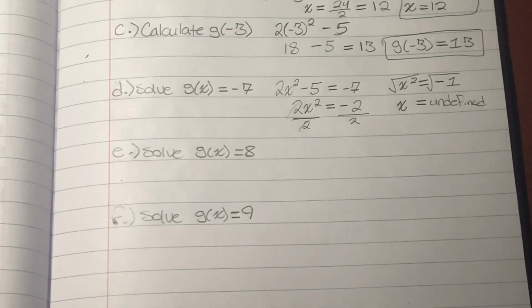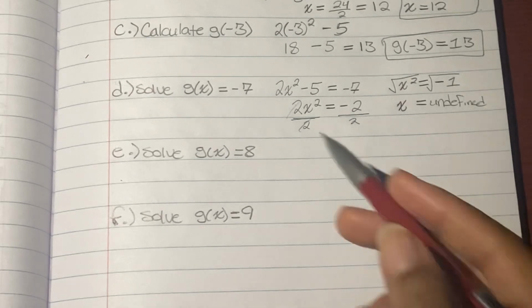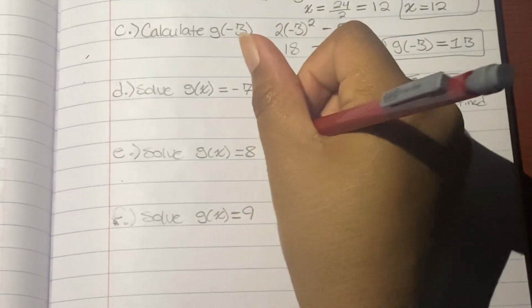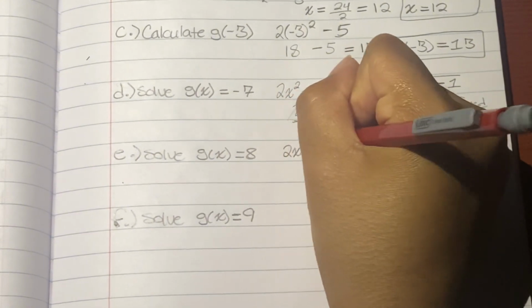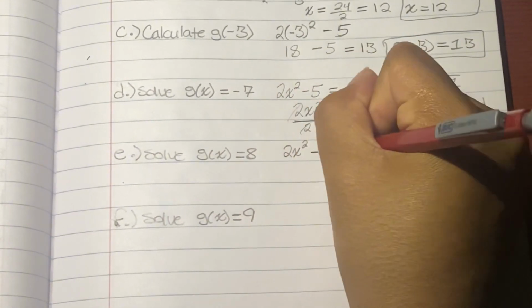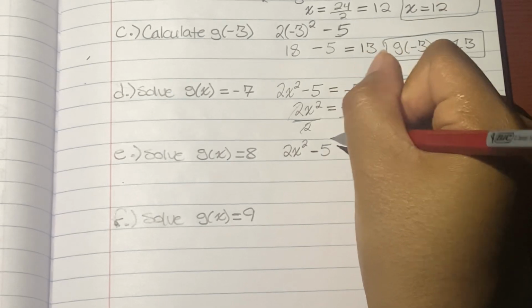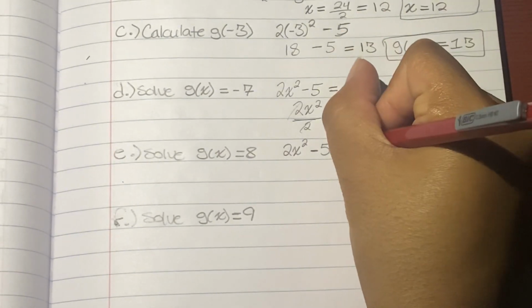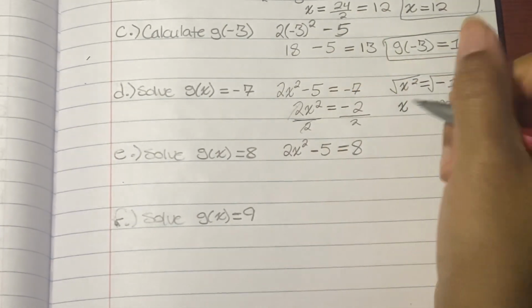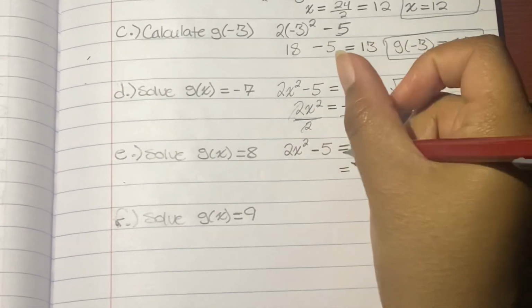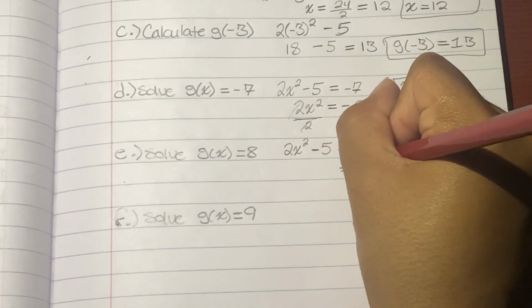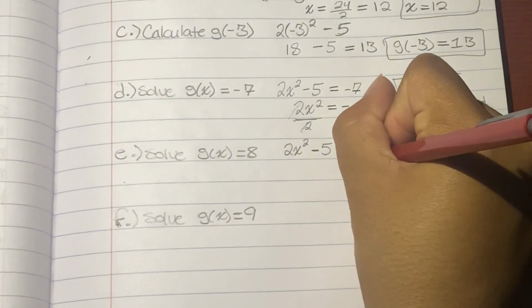Let me move it. Now for part E, it says solve g of x equals 8. So we have another one like that one from before. So all we're going to do is take g of x, leave x as x, don't substitute anything in for x. 2x squared minus 5 is g of x, and we're going to set that equal to 8. So now, once again, add 5 to both sides to cancel out the -5. 8 plus 5 will give you 13.